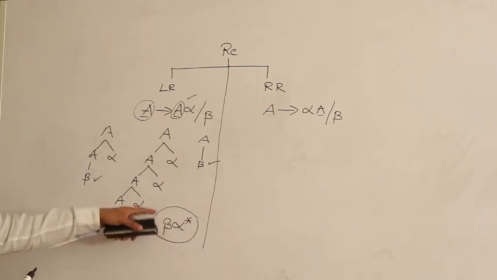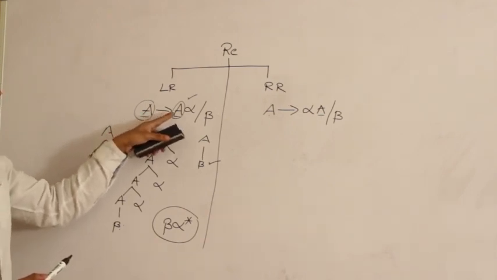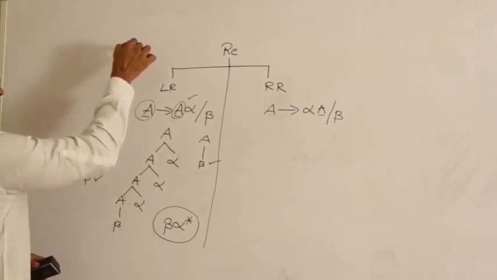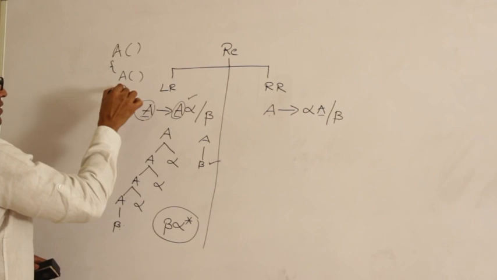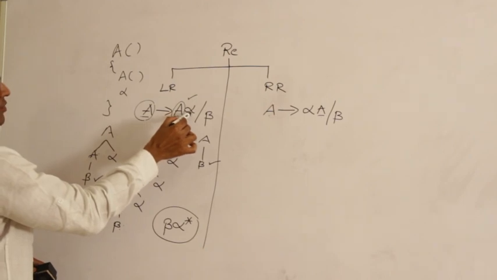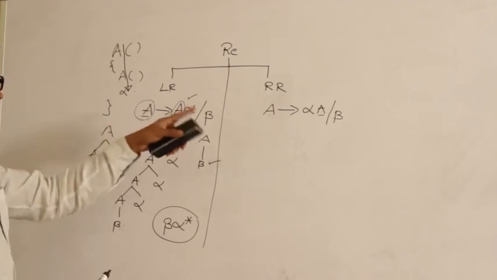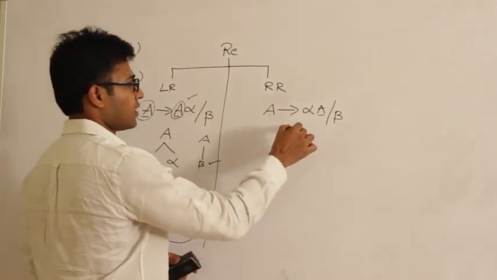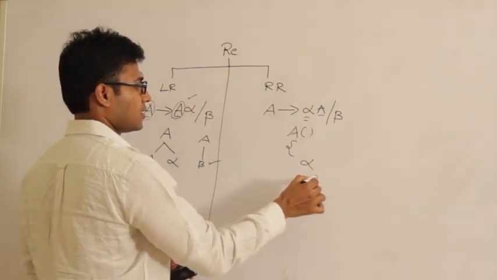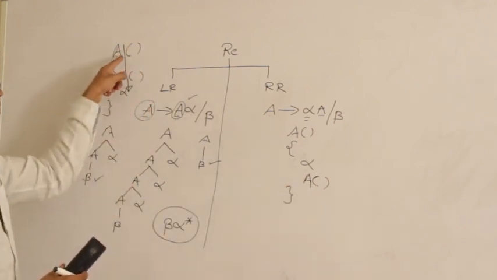Now the problem with this kind of left recursion is, if you write it in terms of a function, A is going to call A without doing anything first, and then do some work alpha. If you consider right recursion, it is different. A is going to do some work alpha and then call A. So if you consider these two, here it is going to fall in an infinite loop.